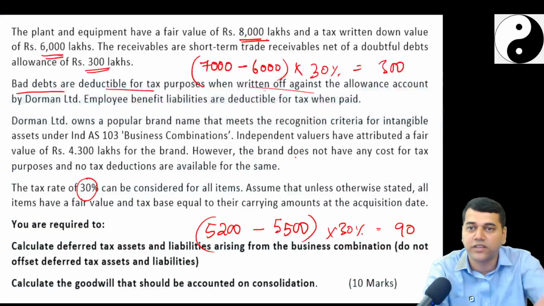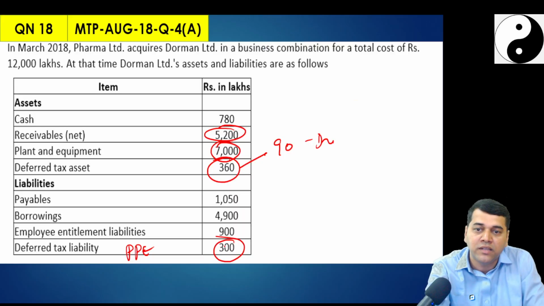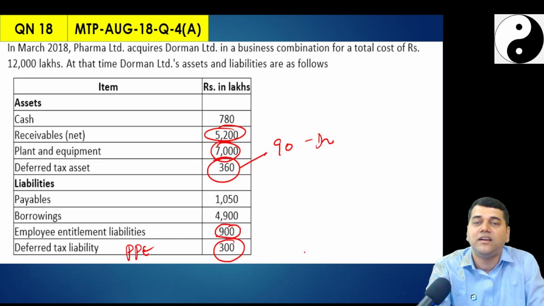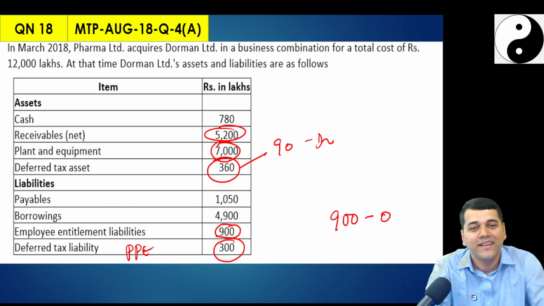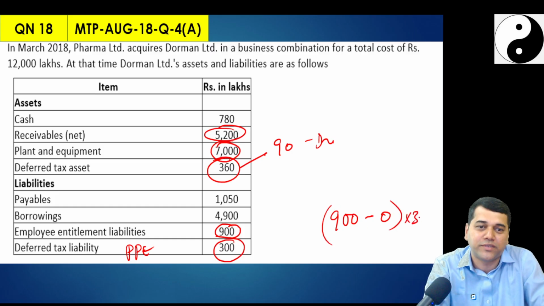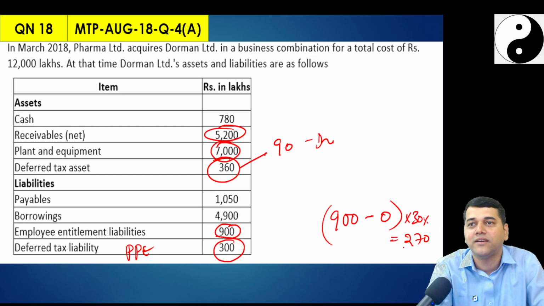Okay, let us read further now. Employee benefit liabilities are deductible only when the tax is paid. That means if you see the balance sheet, there is one employee liability provision of 900. What is the book value? 900. What is the tax base? 0. Nice. Easy, right? Very simple. On this, 30% comes. How much? 270. Asset or liability?